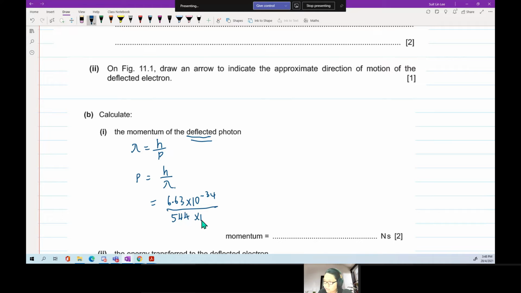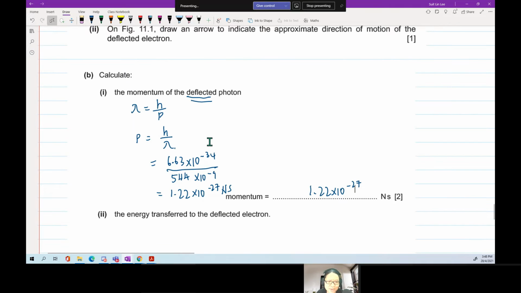544 times 10 to the power of negative 9. Nano. Goes without saying, if you don't know your prefix, please remedy that. Not very hard to do physics already if you don't know prefix by today. Do better. You got this.